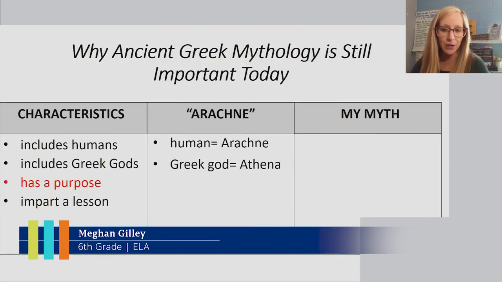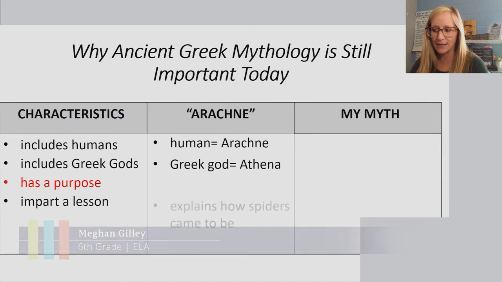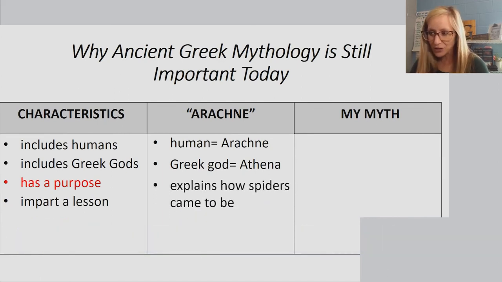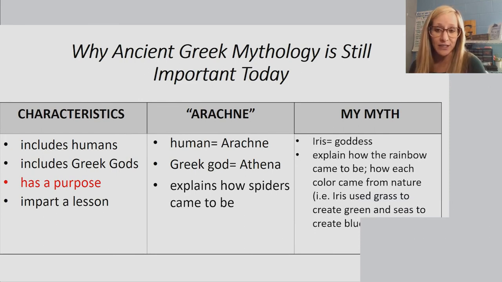And then next, let's think about the purpose. What was the purpose in Arachne? Great, to explain how spiders came to be. So you're going to be thinking about what natural phenomenon do you want to include in your myth? So, for example, I chose for my story the goddess Iris. And she's going to explain how the rainbow came to be. So how each color came from nature, such as Iris used grass to create green and the seas to create blue. So I want you to take a few seconds to think about how something in nature came to be. Because again, your Greek myth has to have a purpose.